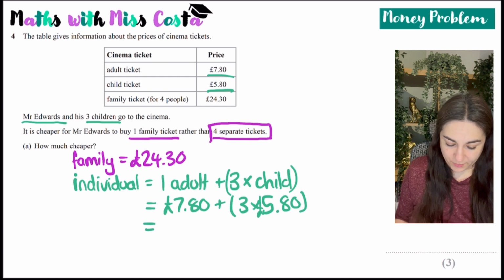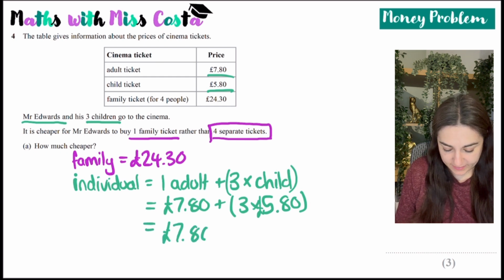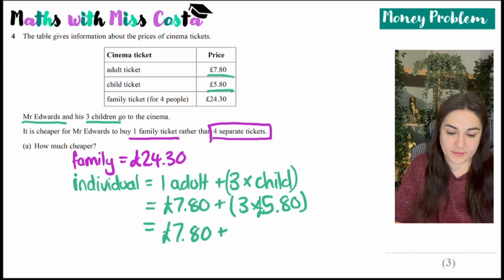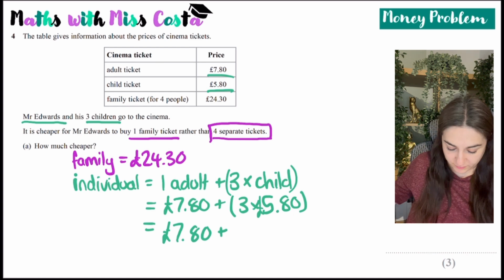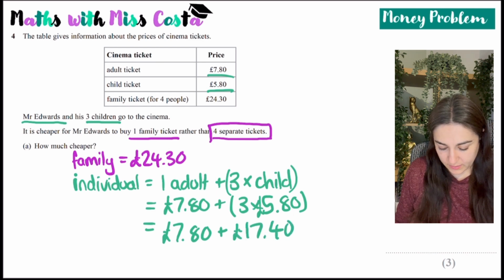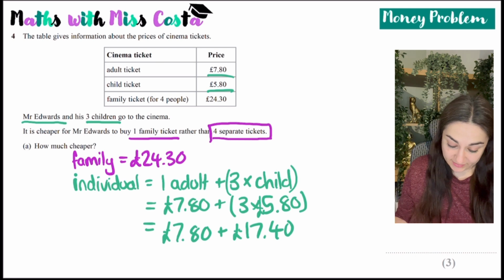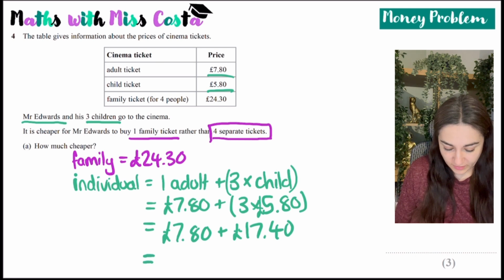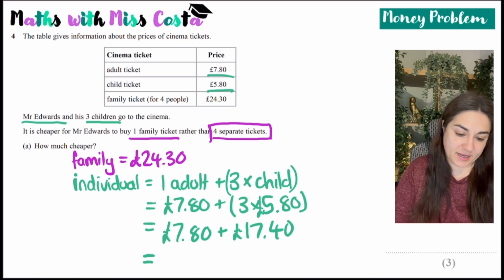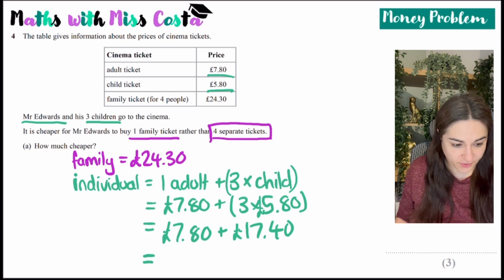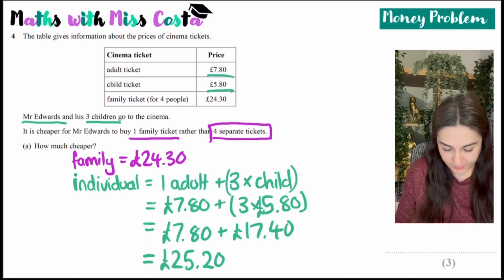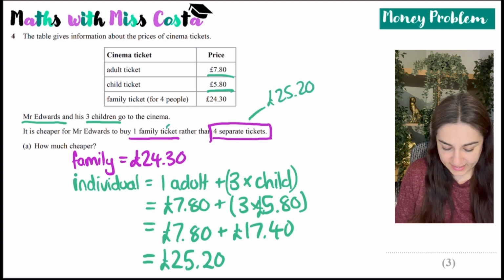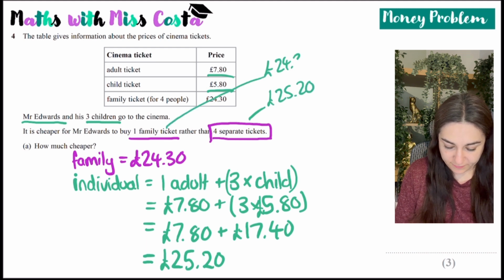So I could work out what that would cost. So £7.80 plus 3 times by £5.80, which gives me £17.40. So I've worked out that 3 child tickets cost £17.40 because there's 3 children. I then add this together. So £17.40 plus £7.80 is going to give me a total of £25.20. So to get separate tickets, it's £25.20, and to get a family ticket, it's £24.30.